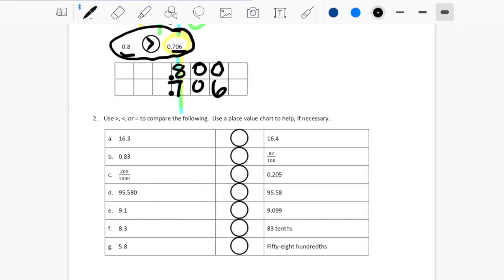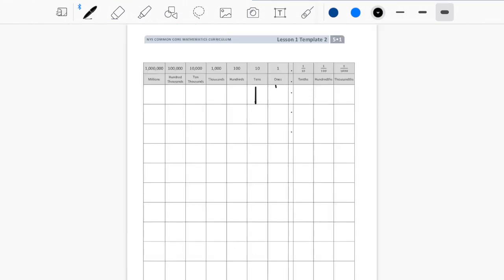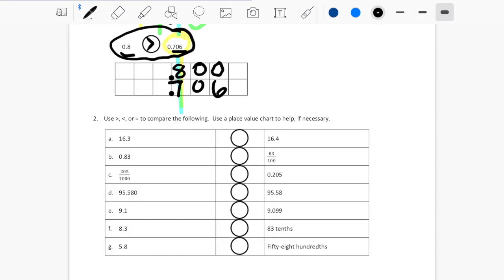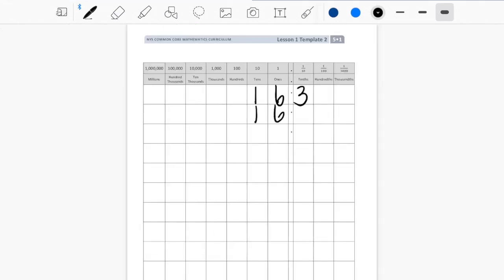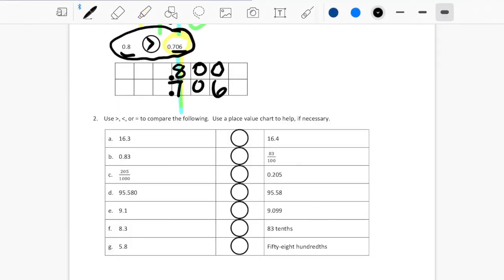Problem 2, use greater than, less than, or equal to compare the following. Use a place value chart to help if necessary. 2a, 16 and 3 tenths compared to 16 and 4 tenths. So we can compare. The tens is the same, ones is the same. When we get to the tenths, we see 4 tenths and 3 tenths. 4 is larger. So we draw the greater than symbol.